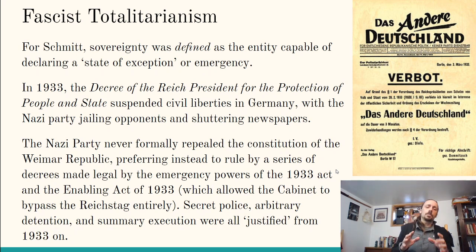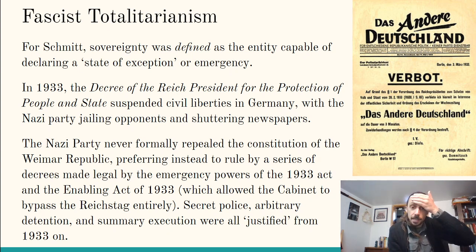And the Nazi Party, really interestingly, never formally repealed the Constitution of Weimar Republic Germany. They just ruled by a series of decrees created by the emergency powers of the 1933 Act. So secret police, arbitrary jailing, execution were all really justified legally from 1933 on as a result of the Emergency Powers Act.